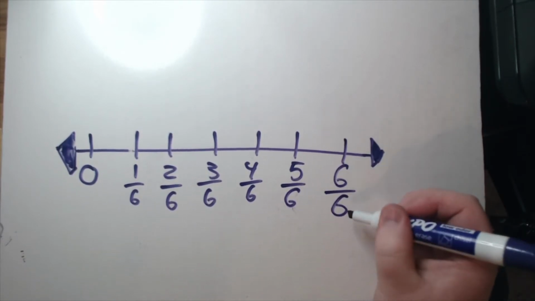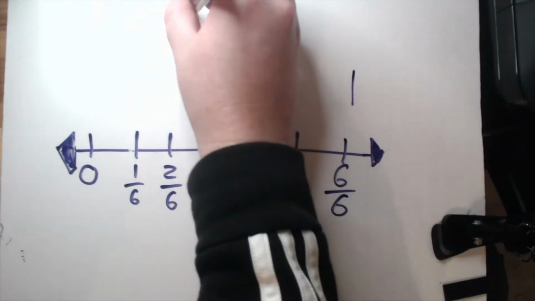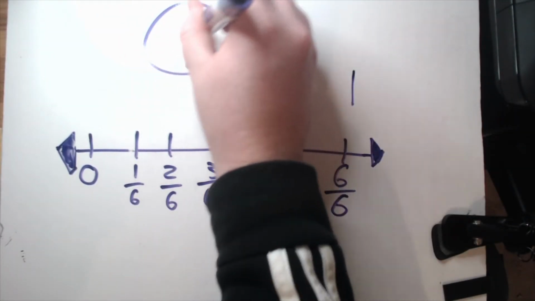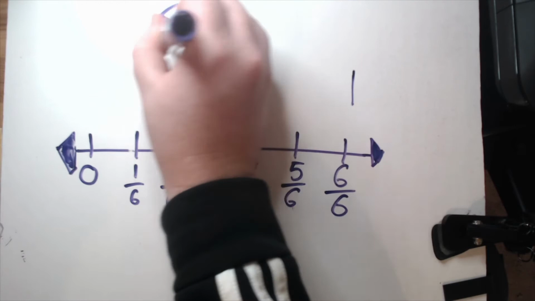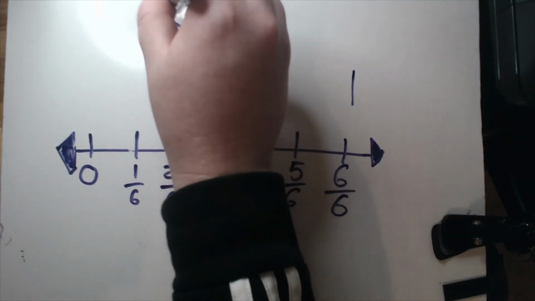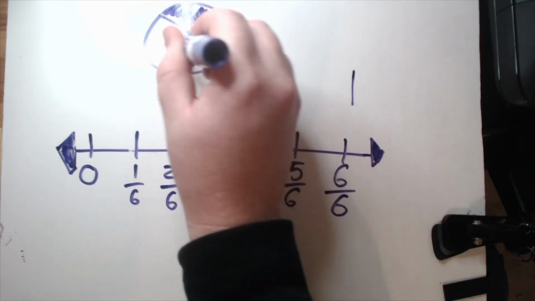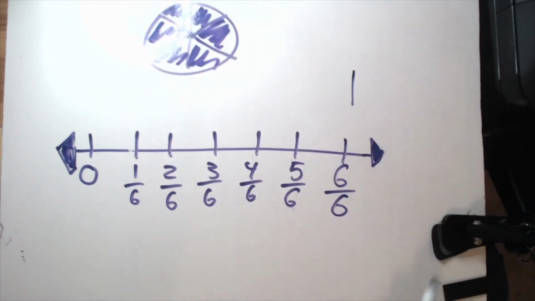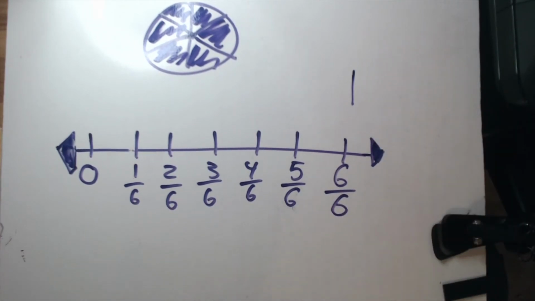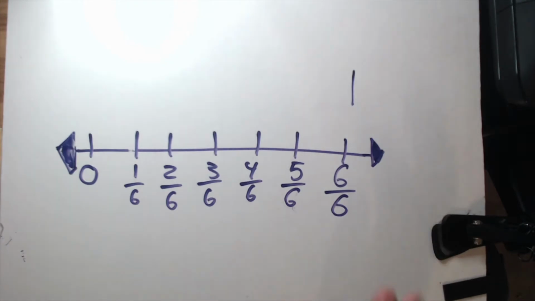Because remember, 6/6 is the same as saying 1. And just another quick little example just to prove to you I am not crazy. If we break this one piece into 6/6 and we were to shade every piece, we would have 1 whole. So that's why 6/6 is equal to 1, and that's why we're going to put 6/6 here, like it would be 1.